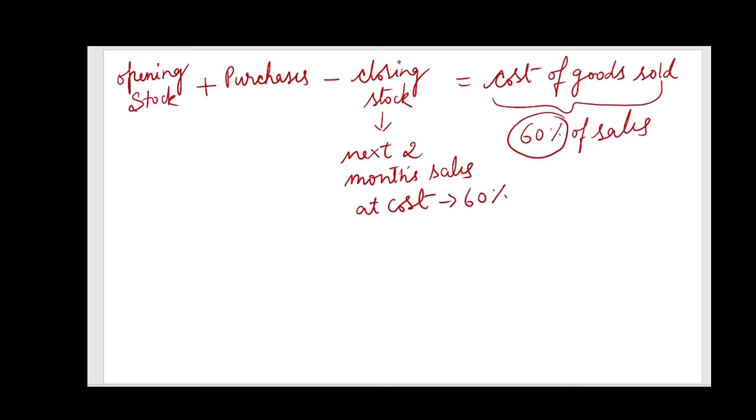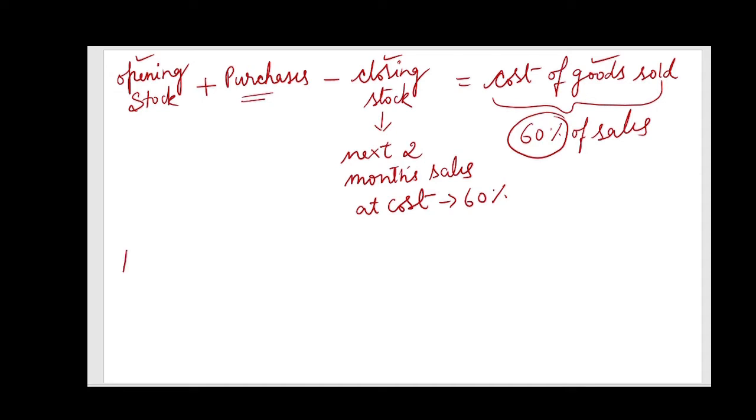We know the opening stock. The closing stock of the previous month will be the opening stock of the following month. So we can find out the opening stock. We know how to calculate closing stock. We also know the cost of goods sold. What we do not know is purchases.